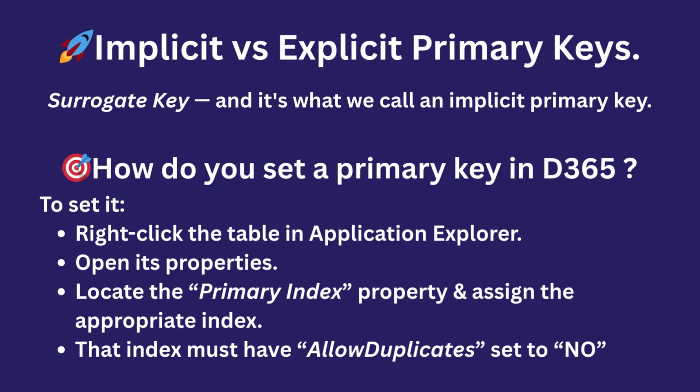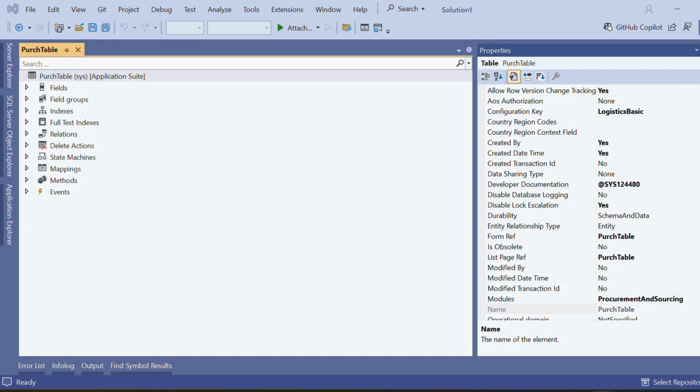Next up, let's understand implicit versus explicit primary keys. In most tables, Dynamics 365 automatically includes a system field called RecId. It's a 64-bit integer and serves as a unique identifier. This is known as a surrogate key, and it's what we call an implicit primary key. But in business scenarios where meaningful fields like product ID or sales order ID should define uniqueness, you set up an explicit primary key using a custom field or fields.